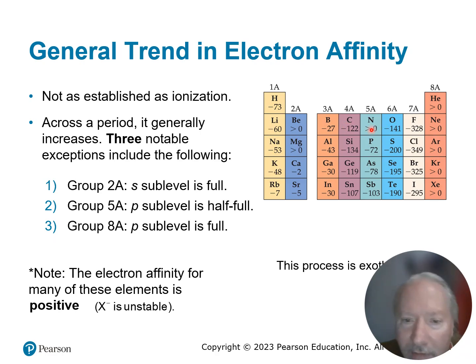As we move across a row or a period, we're not adding core electrons, so it kind of works out, but we do have that nitrogen-oxygen deviation because of the p orbitals and how they're shaped, as I explained earlier. The same can be said for even phosphorus and sulfur. We have similar reasoning processes there. So make sure you know the difference.